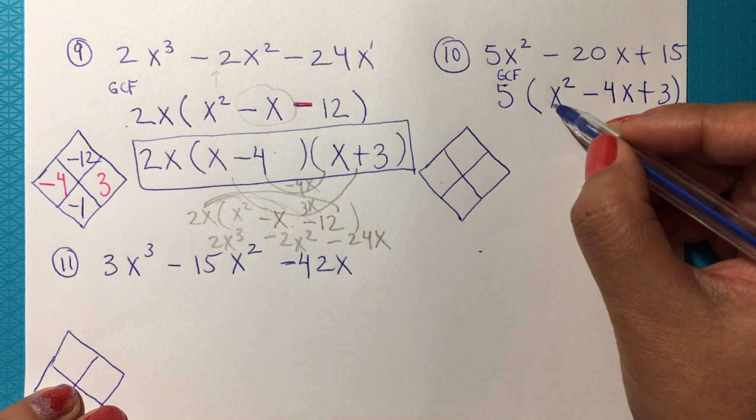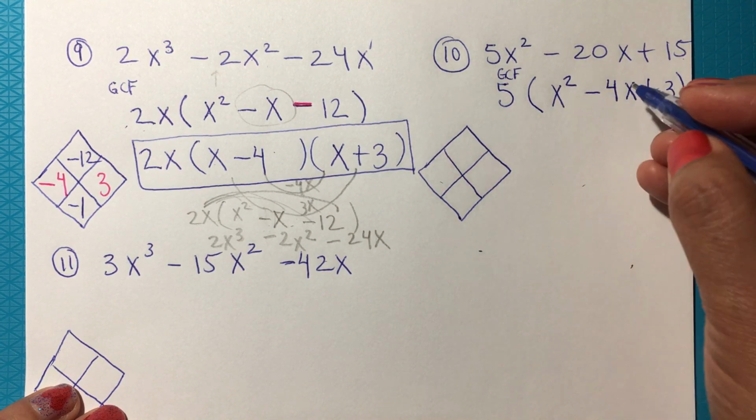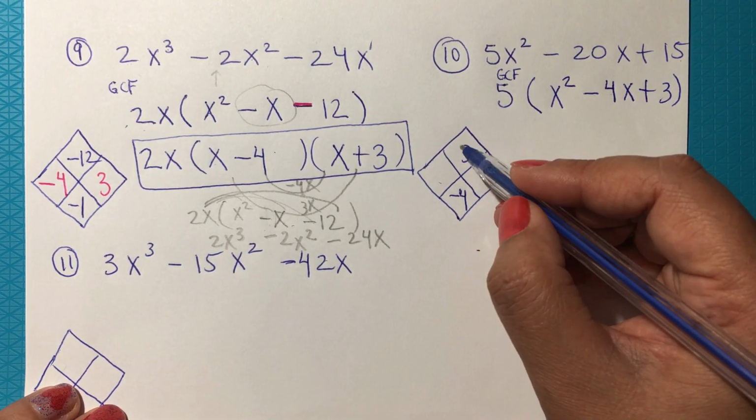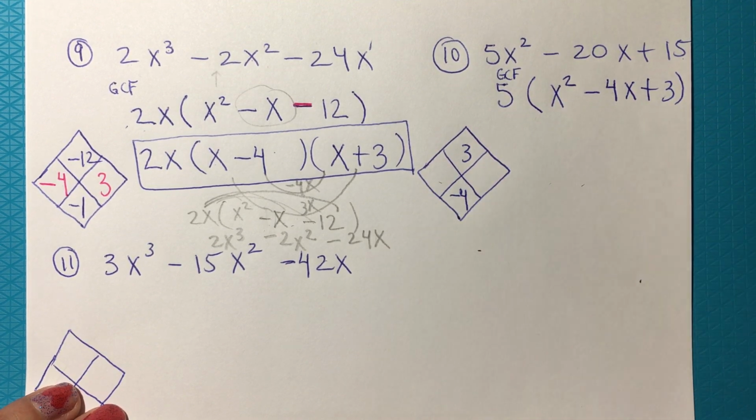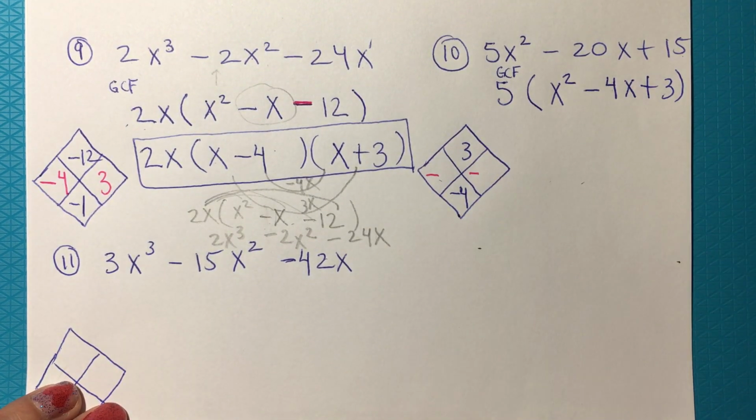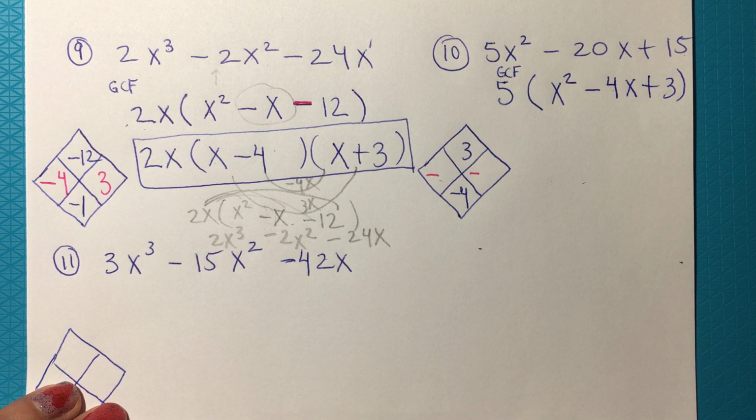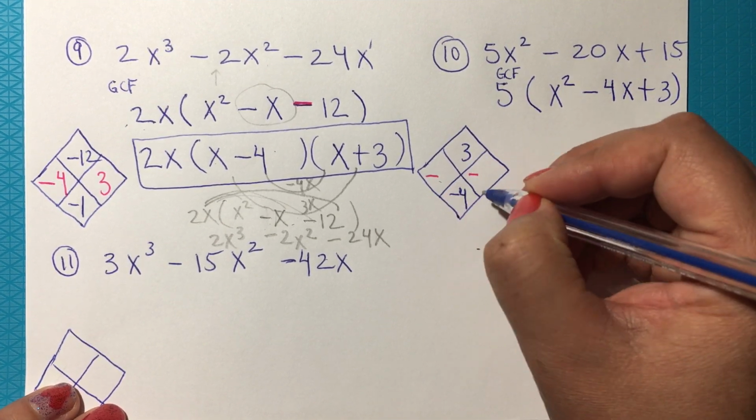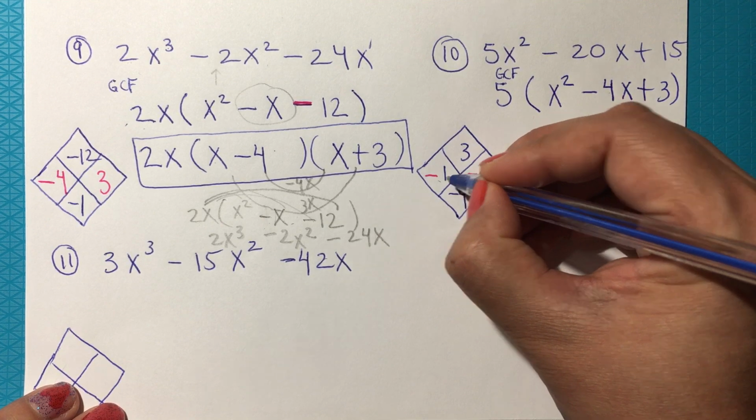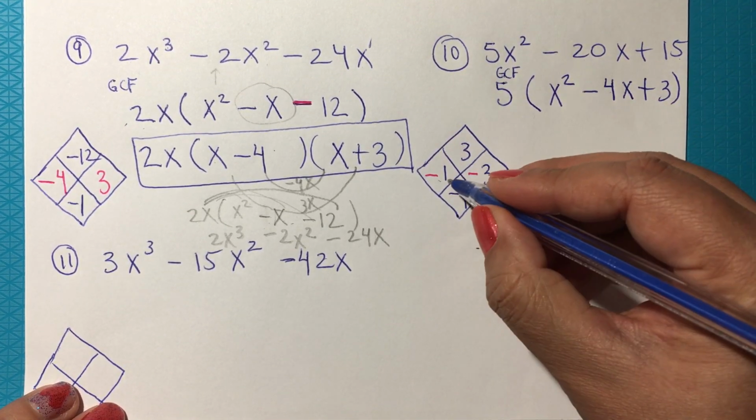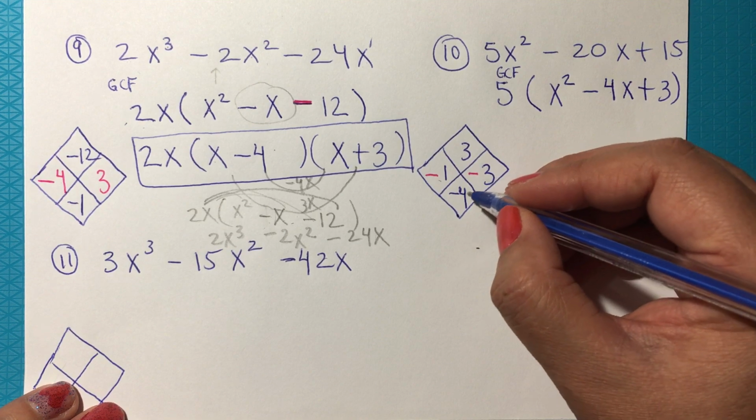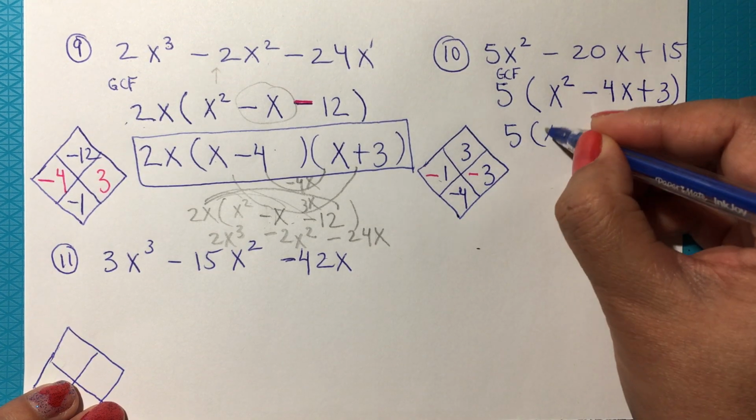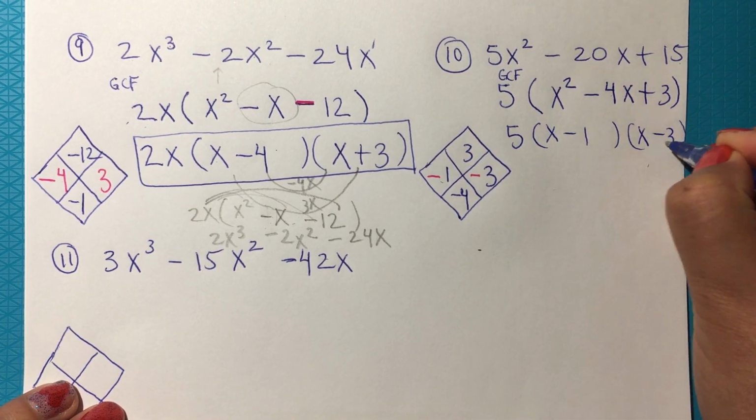Now we have a leading coefficient of 1, so we can put the 3 in here, the negative 4 in here. Whenever this is positive, both of these will have the sign of the bottom one. If this was negative, then one and one. But when it's positive, both will have the sign of the bottom one. So negative 1 times negative 3 is positive 3, and when we add them, negative 1 and negative 3 is negative 4. We bring down our greatest common factor, open our parentheses, and we have x minus 1, x minus 3.